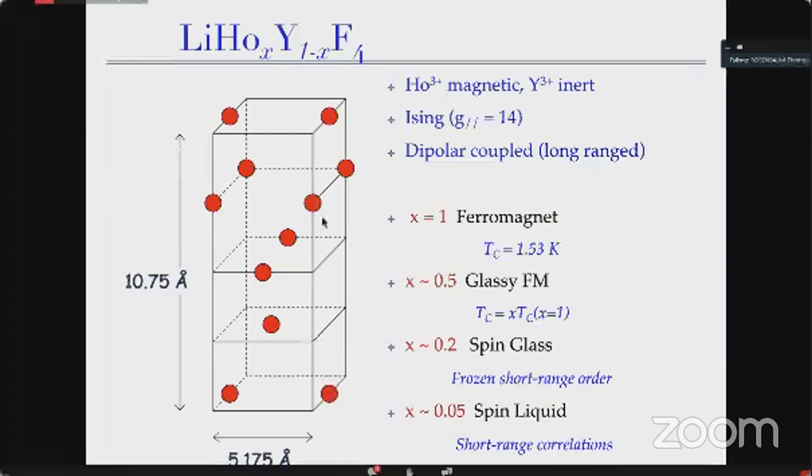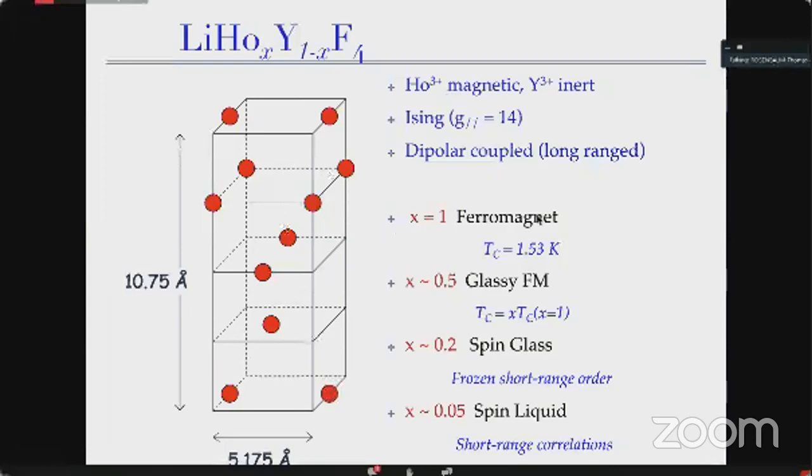An important part of this is because of the crystal fields. This is an Ising system, so the spins point up along the C-axis. That's the Ising axis here, along here. And the spins are dipolar coupled. Okay, so it's a long-range interacting system.